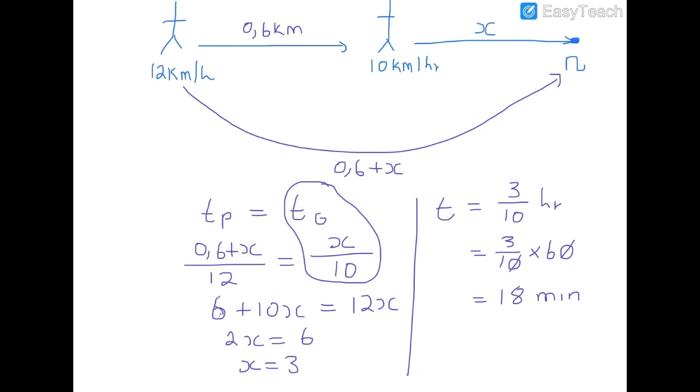So after Gert runs 3 kilometers, Pete will catch up to him, or Pete has to run a distance of 3.6 kilometers at that speed so that he can catch up to Gert.